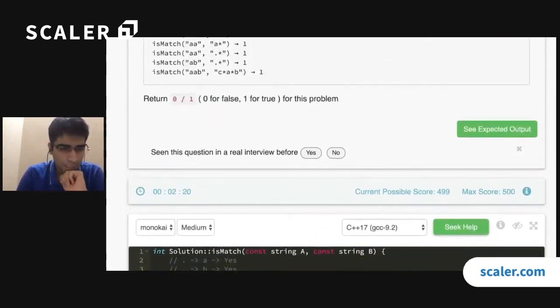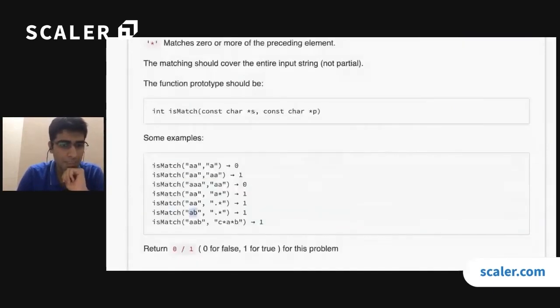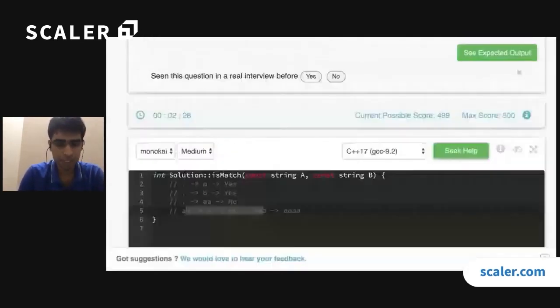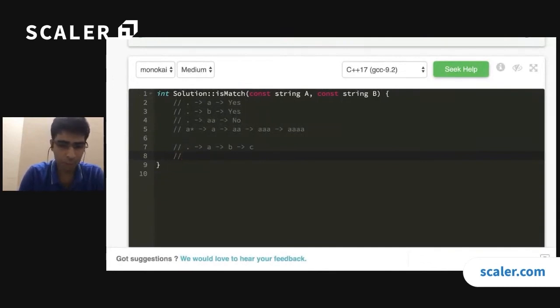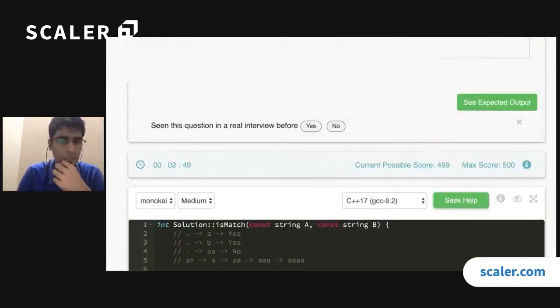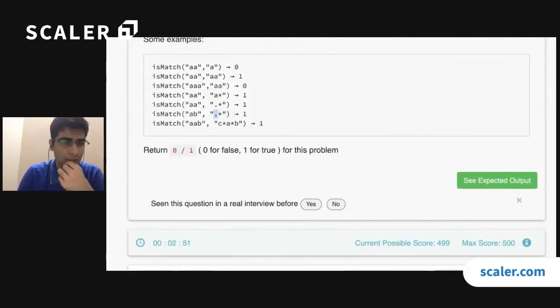So, does ab match dot asterisk? It does. Why? Let us say, what can this dot represent? This dot can represent a. This dot can also represent b, and similarly, this can also represent c. That means dot asterisk can represent aa, it can also represent bb, it can also represent cc. So that is why dot asterisk is true.